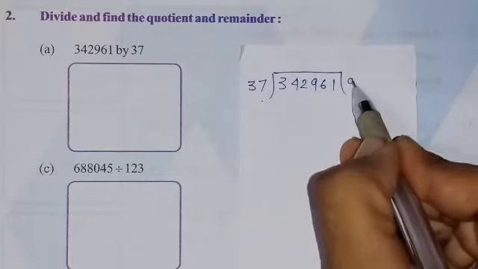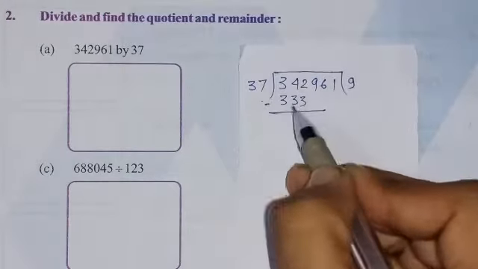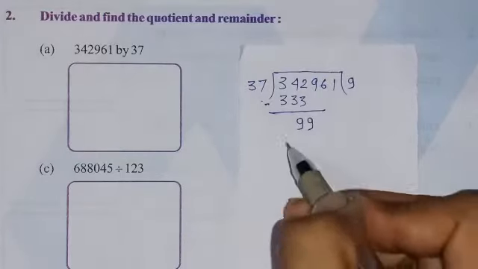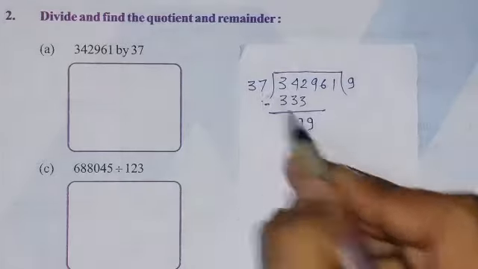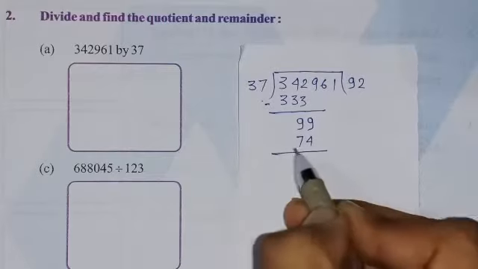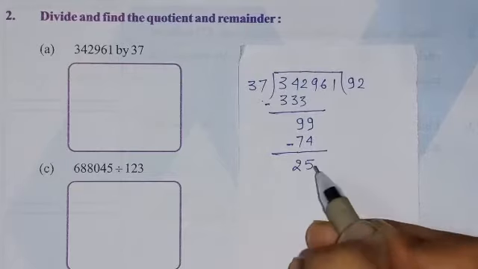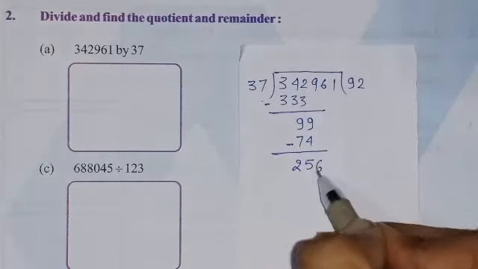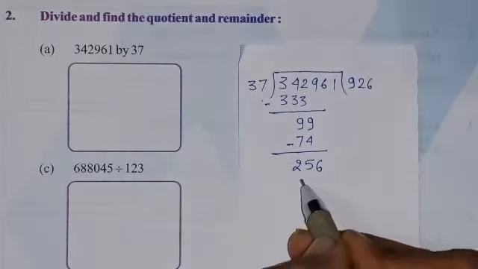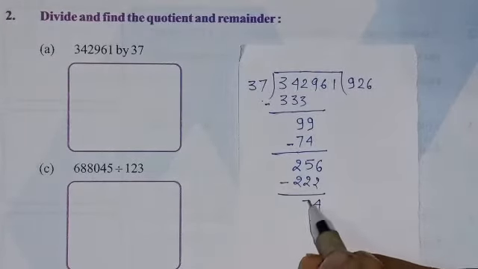This will divide 9 times and I will get 333. Okay students, now subtract these two numbers, you will get 9. Now we have to write the next digit here, that is 9. Now if I divide this number by 37, it will divide 2 times and here will be 74. Continue to subtract and we will get 9 minus 4, 5, and 9 minus 7, 2. Now we have to write the next digit, that is 6. Now if I divide this number by 37, it will divide 6 times and I will get 222. Now subtract: 6 minus 2, 4, 5 minus 2, 3.